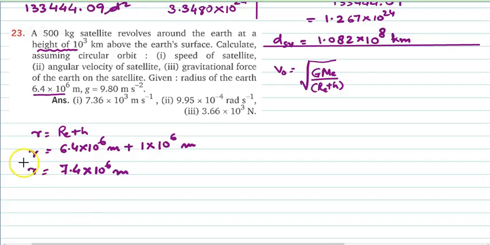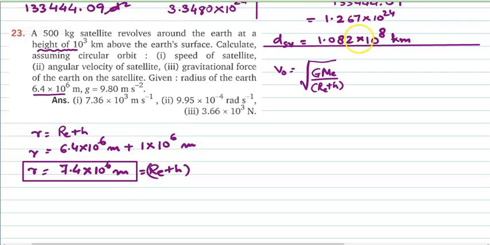So this is small r, and what does small r signify? Whereas small r is nothing but Re plus h. Is that clear? Whenever you get a plus or a minus sign between any two quantities, make a habit to bracket it. Make a habit to bracket the terms. It is going to help you a lot.